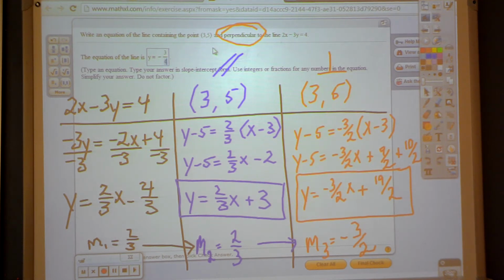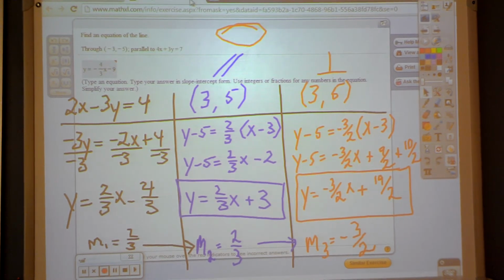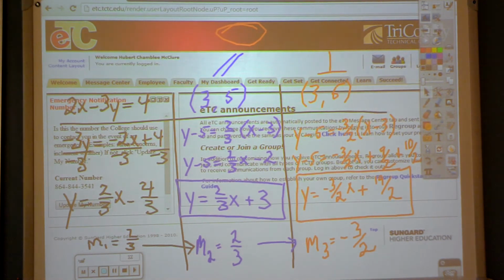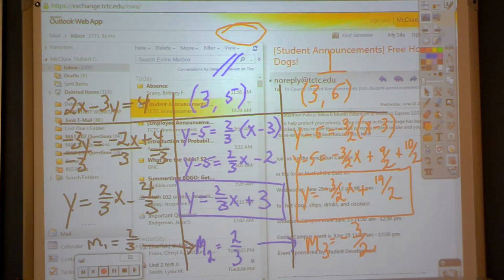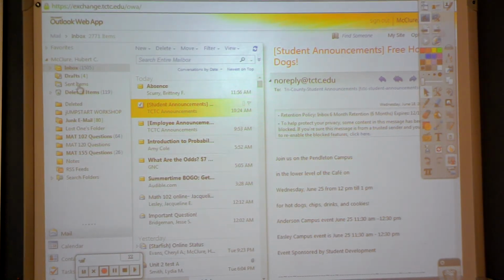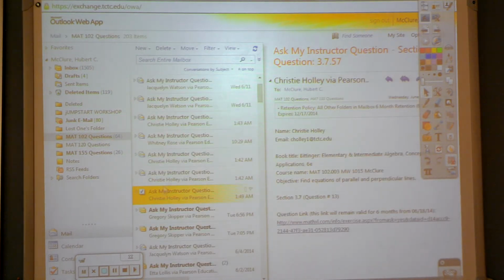Negative 3/2 x plus 19/2. Nice work. You feel good about yourself. All right, let's move on and see if there's anything else review-wise, because we've already covered enough of those. I think y'all should have a good feeling on those.